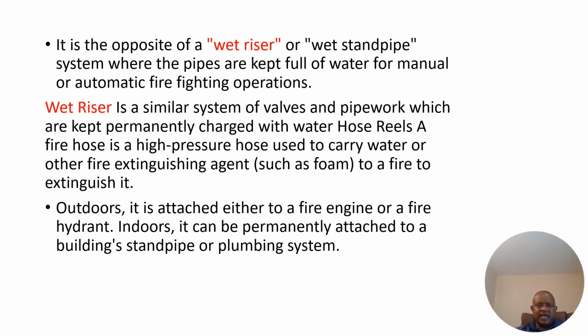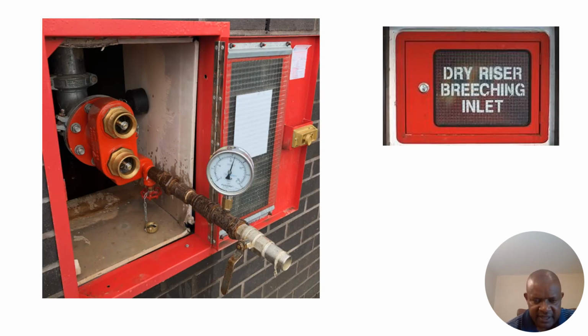Outdoors, it is attached either to a fire engine or a fire hydrant system. Indoors, it can be permanently attached to a building's standpipe or plumbing system. We are talking about a hose reel. And these are some of the fire protection, fire riser, dry riser, dry riser breaching inlet.